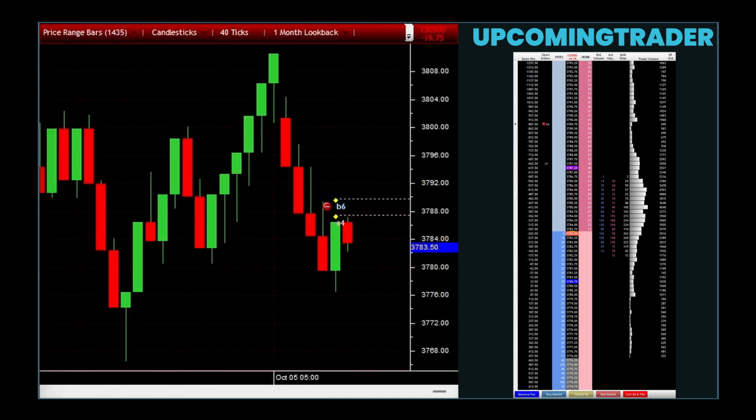The small body shows that there was little movement from open to close during the period, while the long upper shadow indicates that buyers were able to push the price up significantly, but couldn't maintain those levels until the close. In practice, the appearance of an inverted hammer after a downturn suggests that buyers are beginning to outweigh sellers, potentially leading to a price increase.